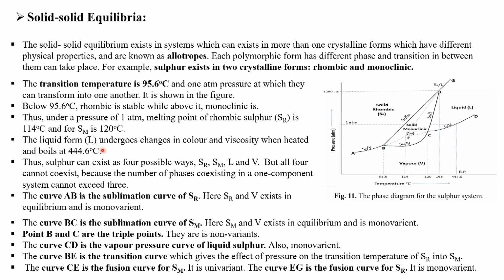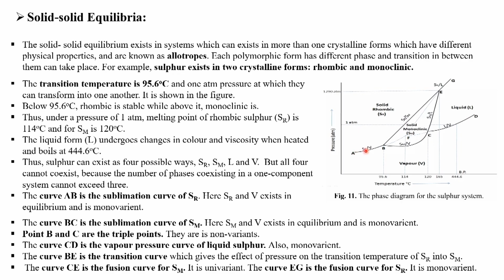So, the liquid form, or L, undergoes changes in color and viscosity when heated and boils at 444.6 degrees Celsius. Thus, sulfur can exist in 4 possible ways: rhombic, monoclinic, liquid and vapor. But all 4 cannot coexist, because according to the phase rule, the number of phases coexisting in a one component system cannot exceed 3, because F is C minus P plus 2.